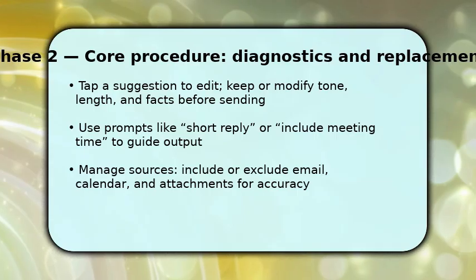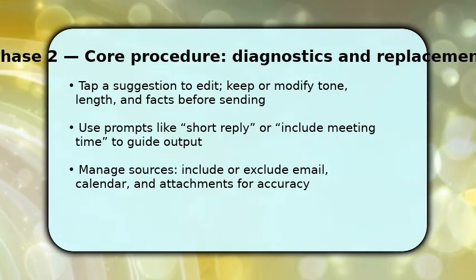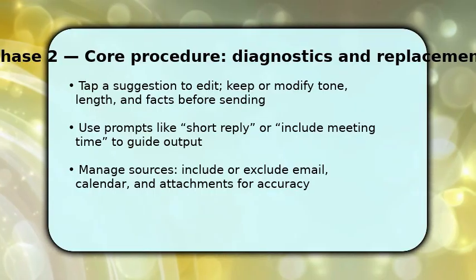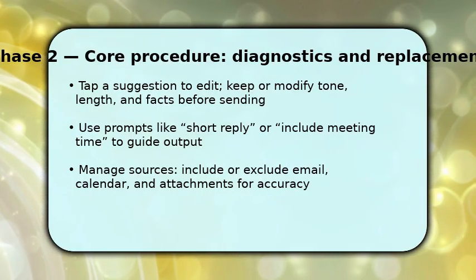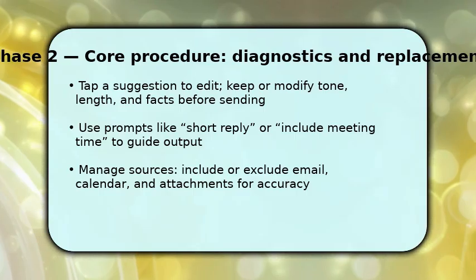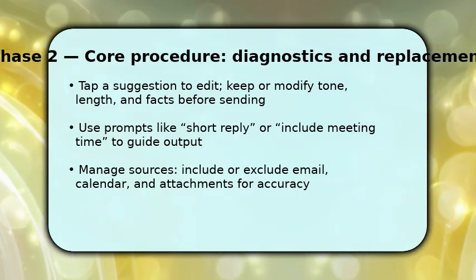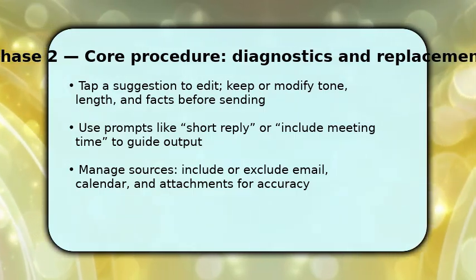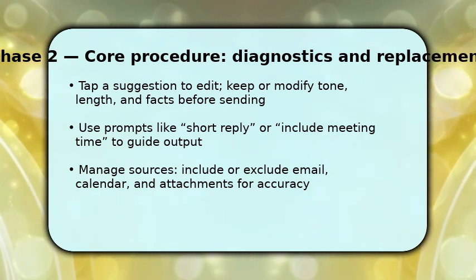Because Apple Intelligence pulls from email, calendar, and attachments, make sure to include or exclude those sources in settings for accuracy. Once you adjust a draft, confirm the names, dates, and facts. This prevents accidental errors and keeps replies on message and credible.